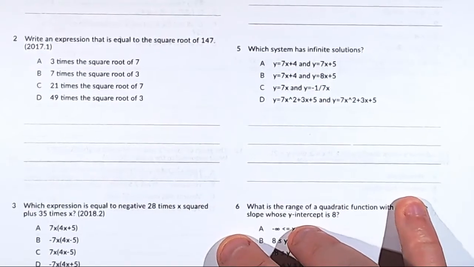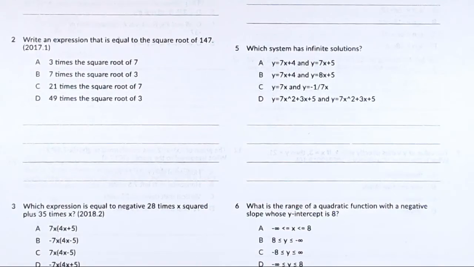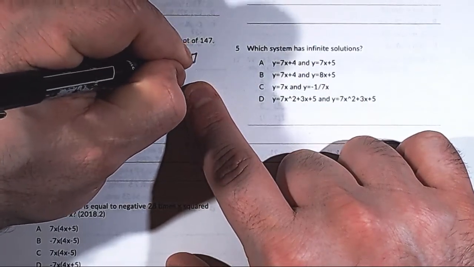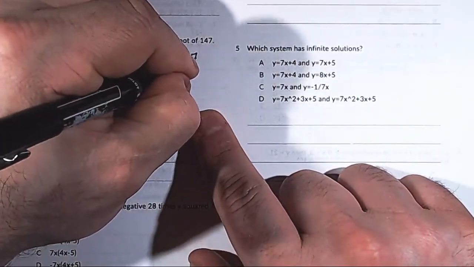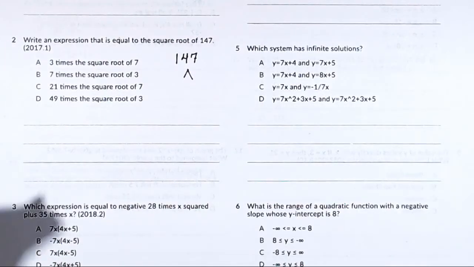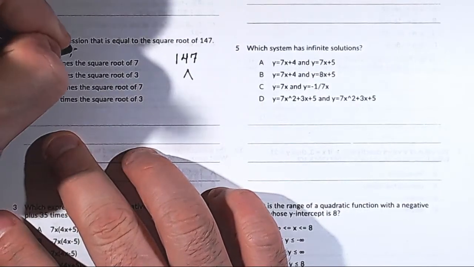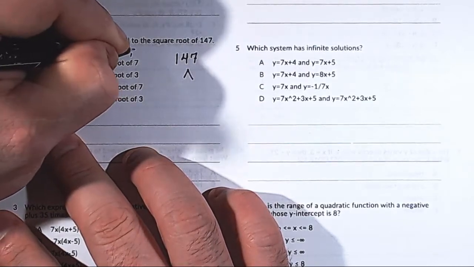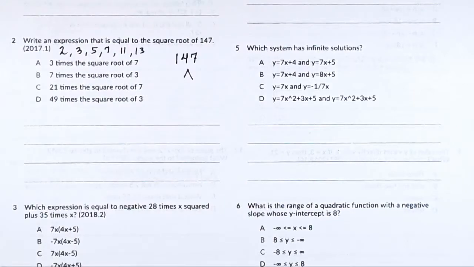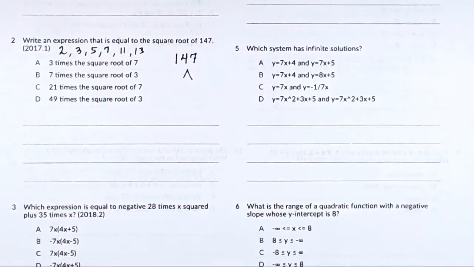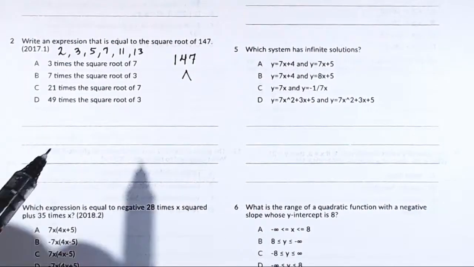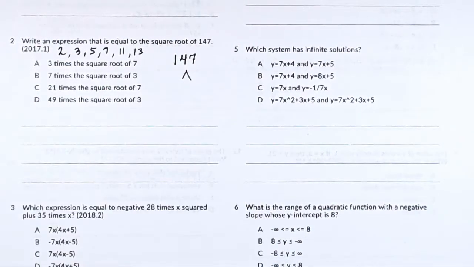Number 2, write an expression that is equal to the square root of 147. To solve this algebraically, you need to prime factor 147. Okay, what are the prime factors? Well, the quick little trick is you have to think of the prime list: 2, 3, 5, 7, 11, 13. We won't need to go beyond that. So what is the lowest prime factor that will divide evenly into 147? Well, 2 won't work because it's not an even number.